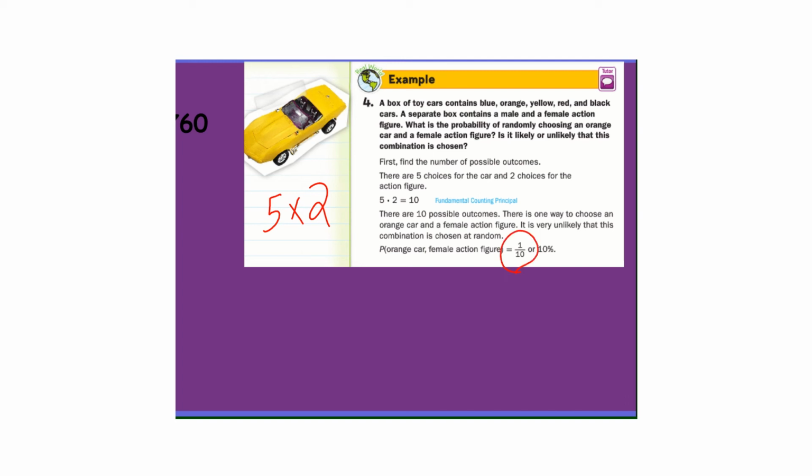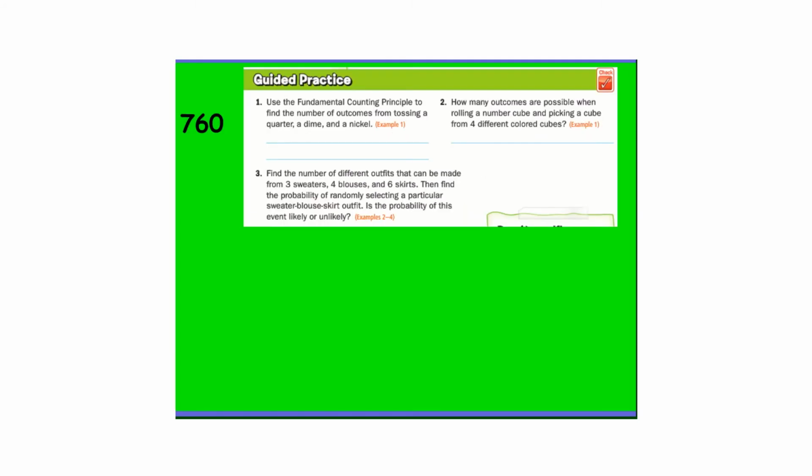Is it likely or unlikely? Unlikely. And in fact, they say very unlikely, but it is unlikely. Guided practice on 760. You go ahead and pause and do number 1, 2, and 3.